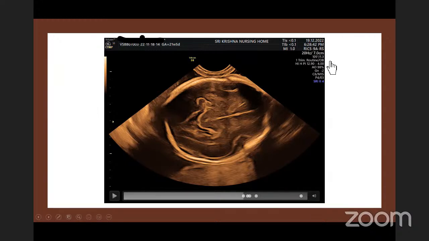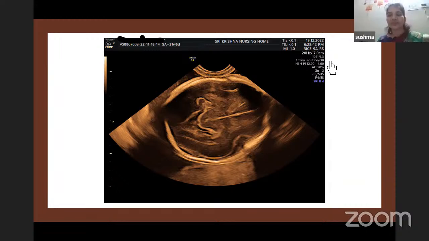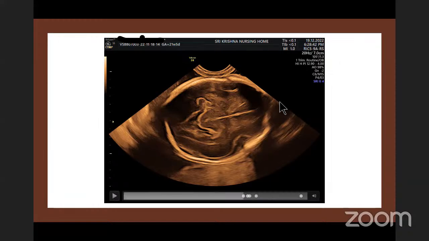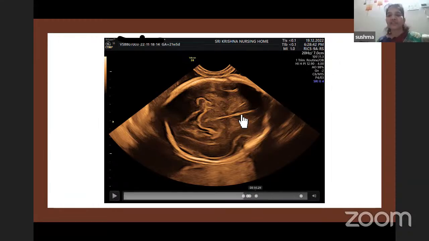Answer is no, ma'am. No, it's not a perfect plane. Okay. Why is it not a perfect plane? Because we don't have a CSP here. Yes. Okay. This is a transthalamic plane and it is not a perfect plane.